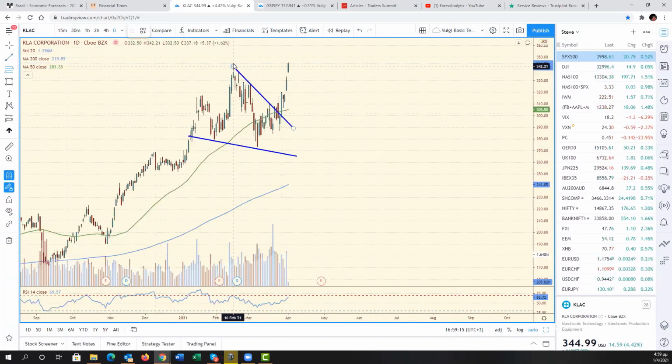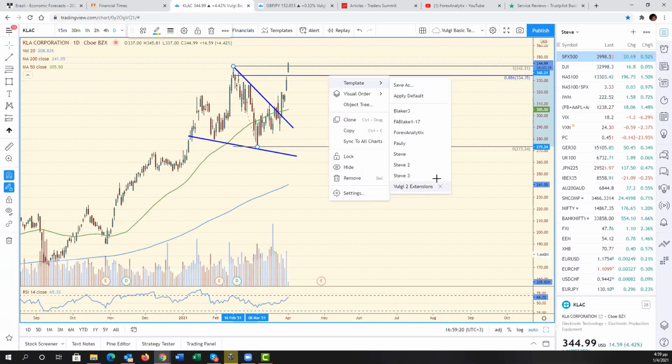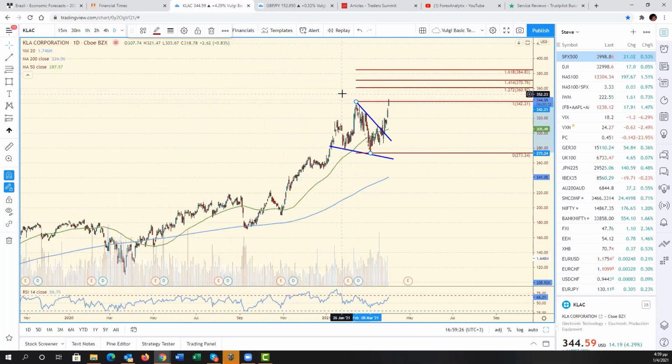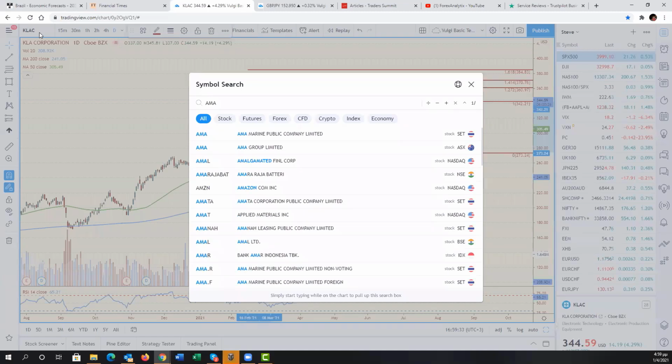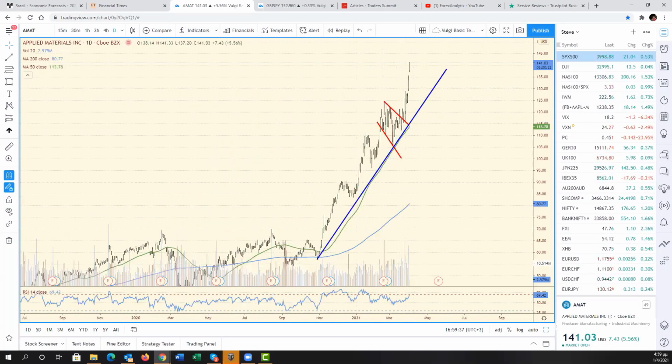This might have more upside because it just broke out to new highs, and I would say that this would point towards 384. We closed above the previous high, so I would say 384 is the next stop. And AMAT, we had a look at this. So yeah, I wouldn't be buying this either.